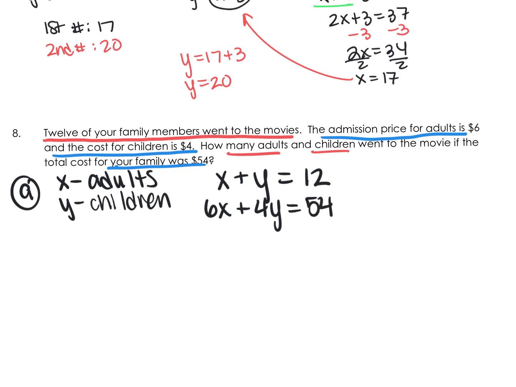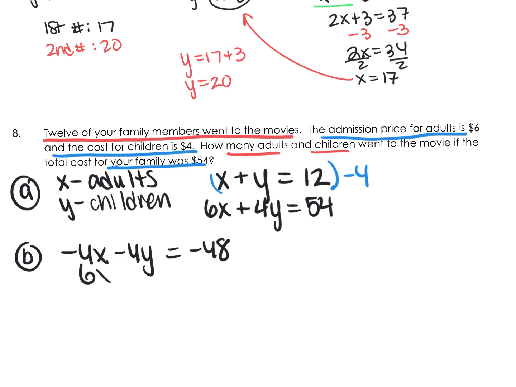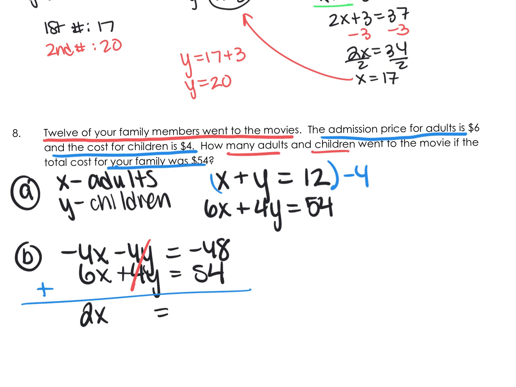So now we can, for part B, go ahead and solve this system of equations. Let's multiply. Maybe we'll eliminate the y's. Multiply by -4 to eliminate the y's. So we'll have -4x minus 4y is equal to -48. And then we'll keep the second equation the same. And then when we add these together, we will get 2x. Our y's will eliminate. -48 plus 54 is 6. So then we'll divide by 2, and we'll get x is equal to 3.